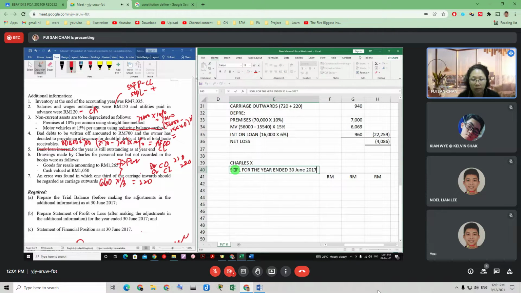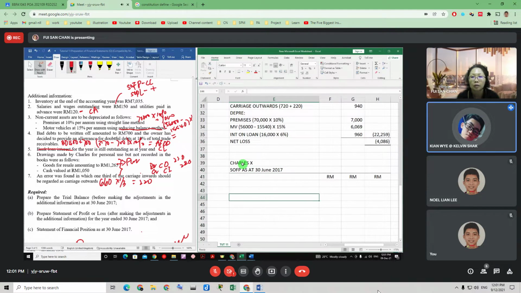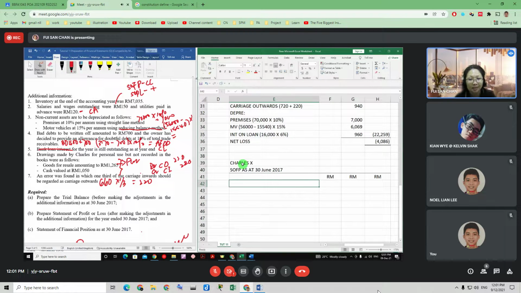For this one, I should use short form also. FP, but this one is not for the year ended. This one is as at, meaning on a particular day, 30th June. You have to check the calendar every time, just in case there's a 30th June or 31st. No need to check the calendar, June must be 30 days only. Yeah, that's correct.